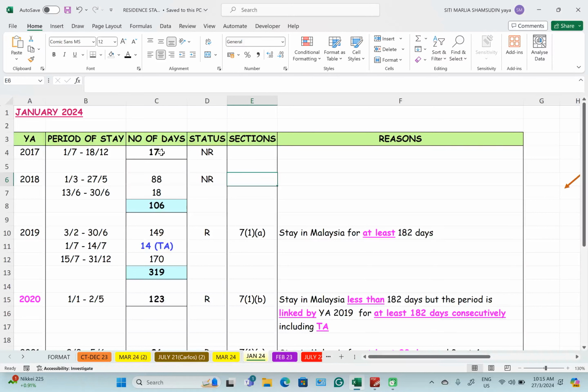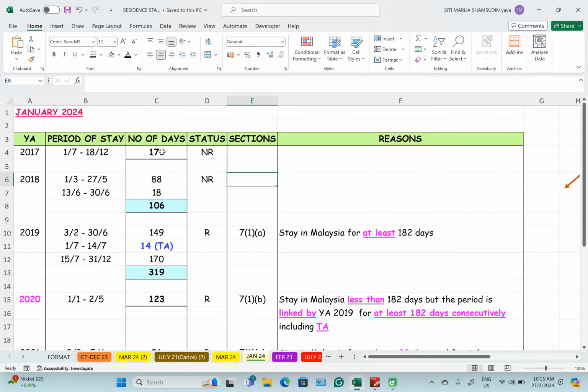Let's try to use section 7, subsection 1A. So, very obvious, everyone. A, you need to stay in Malaysia 182 days, isn't it? But this one only 171. So we cannot apply A. Now, let's try B. B, there are 2 ways, isn't it? Okay, 2 ways.